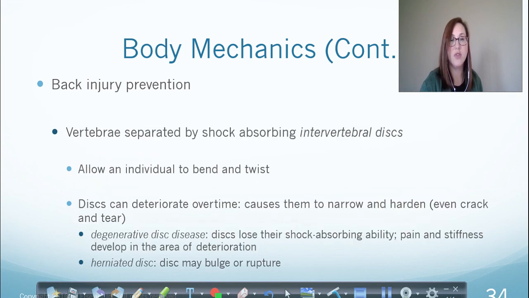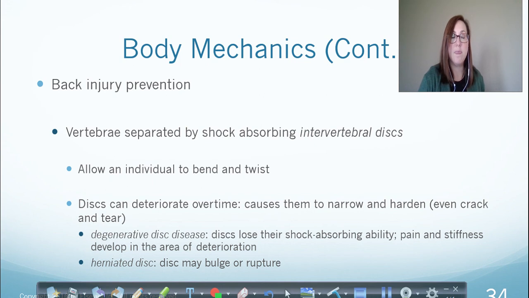The vertebrae have those shock absorbing discs that allow you to bend and twist. But those discs can deteriorate over time. Remember, we talked about that as aging in the skeletal system. They can narrow and harden. They can even crack and tear. As we get older, and even with any kind of degenerative disc disease, the discs lose that shock absorbing ability, and you can develop pain and stiffness in that area of deterioration.